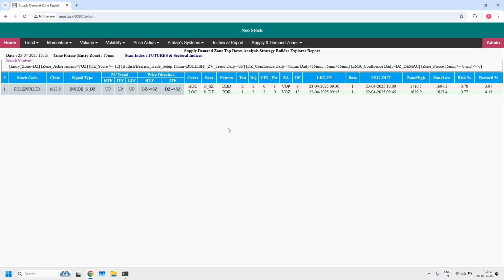So this is the bullish trade setup for daily income trade. Next we will look into bearish trade setup for daily income trade.